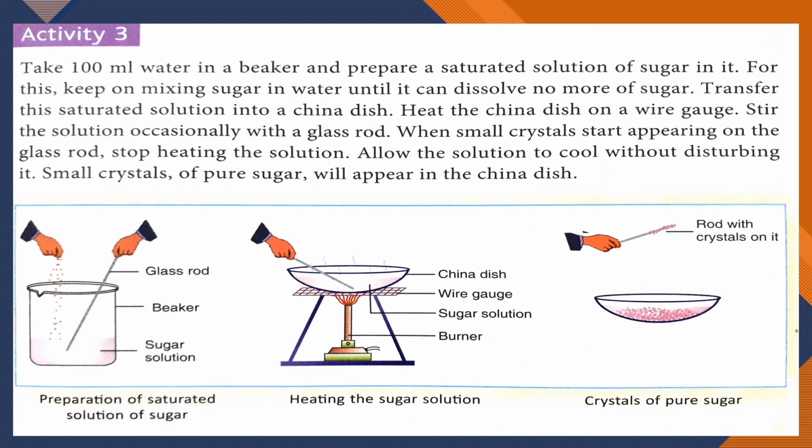Students, crystallization is often used for purification of salt we get from the sea. We can also use this process to separate out crystals of alum and blue vitriol from their impure samples.